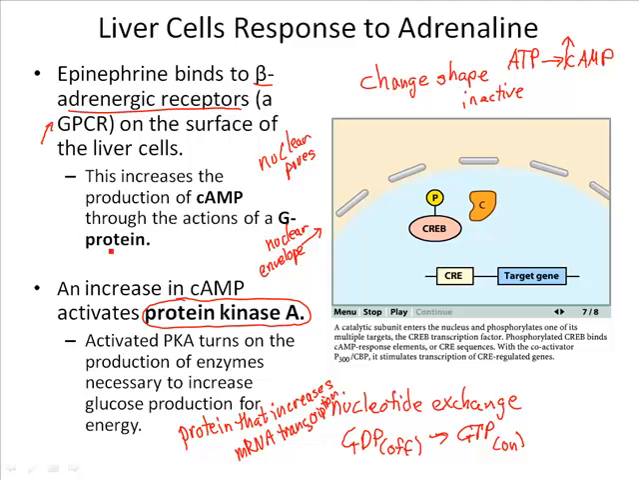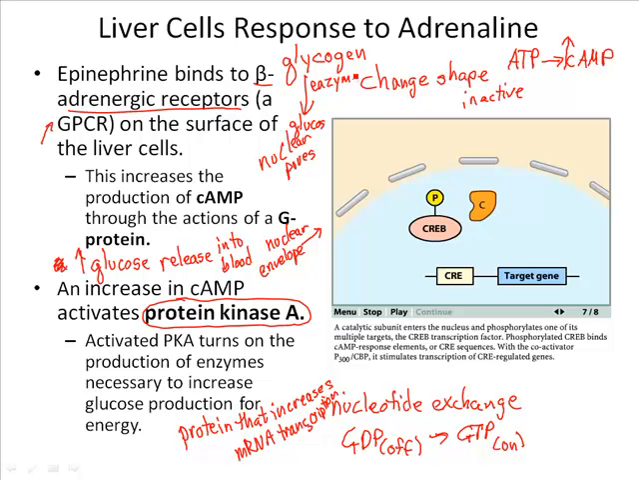Now, if I take a step back, recall the effects of epinephrine on a liver cell is to increase the glucose release into the blood. And if you recall, glucose is stored as glycogen. So what we need to do as liver cells in response to adrenaline is we need to increase the amount of enzyme required to break glycogen down to glucose. And so this target gene that's shown here, and let me try to clear up some of this clutter.